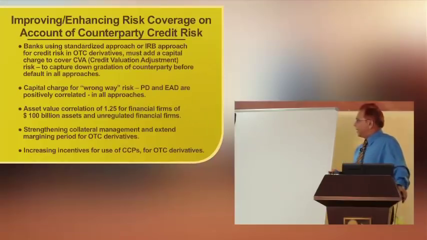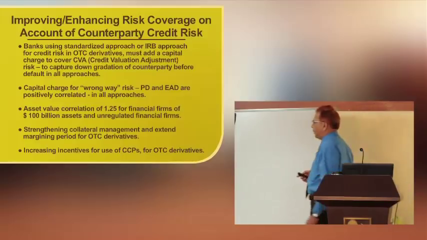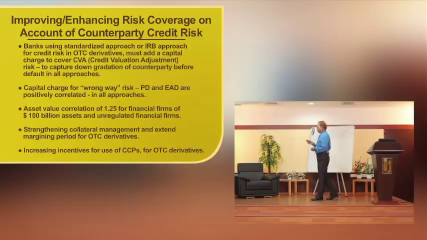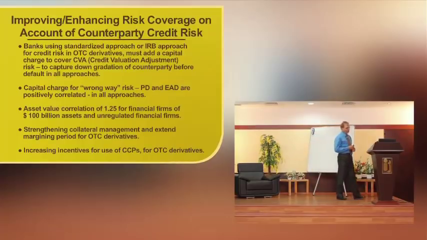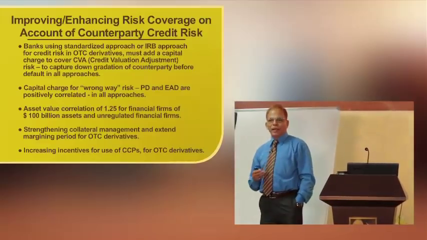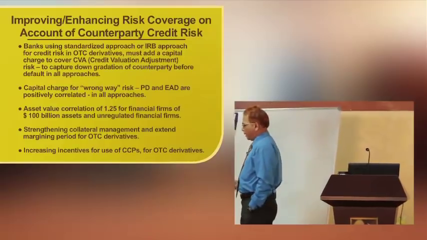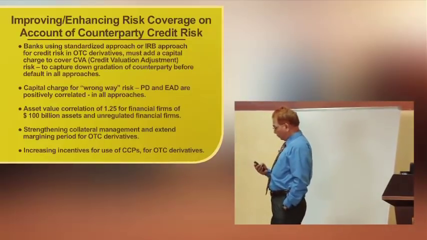So there were some additions like credit value adjustments for the OTC derivatives, wrong way risk since you are using the same input for PD and EAD computation, and asset value correlation of 1.25. This is to address the systemic issue. So if you have a counterparty who has a balance sheet size of $100 billion and above, if your risk weight is 100, it will become 1.125. So basically there is an asset value correlation factor, so you need to maintain a higher capital when you are having a counterparty whose size is $100 billion and above.